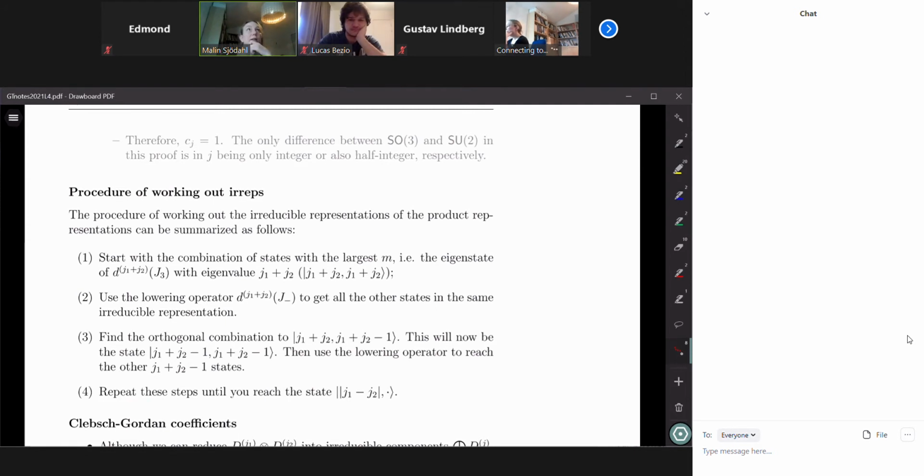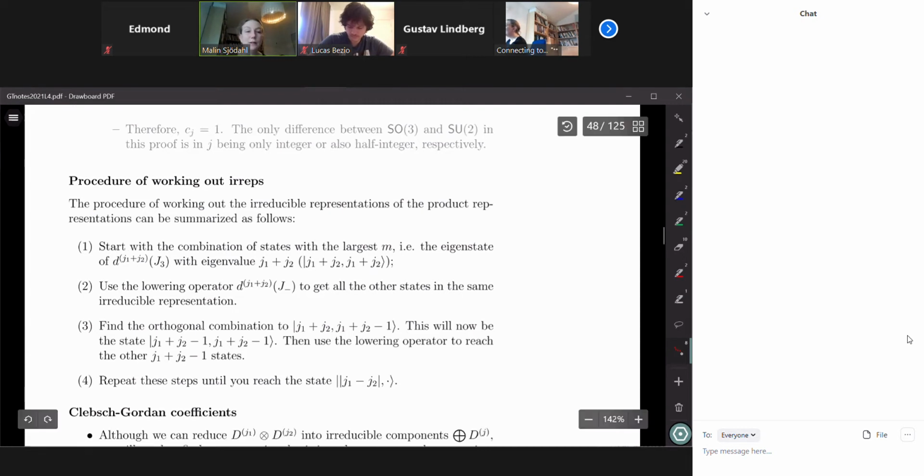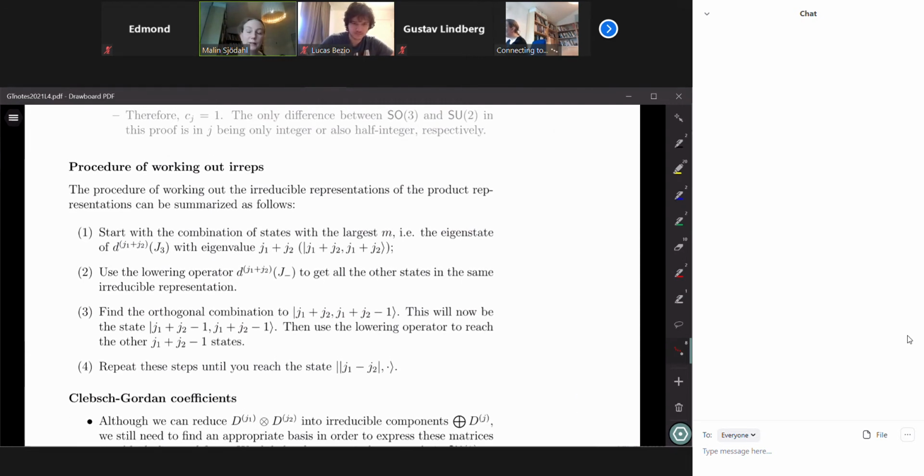So let's see again if there are any questions to this. If there are no questions right now, I'd like to recapitulate what we have done, both last time and today. So I'd like to say a few general words about the procedure of working out irreducible representations. We want to go from a product representation to a sum representation. And quite generally, if you go back and think what we did last time, you can see that that is indeed also what we did.